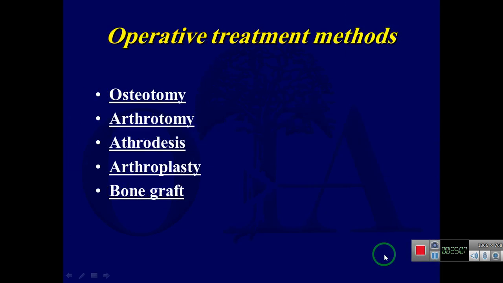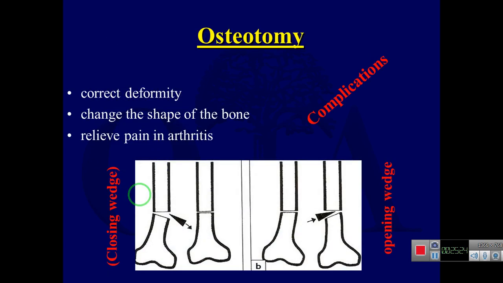Next, within the operative, uncertain term should be known by every student regarding the osteotomy, arthrotomy, arthrodesis, arthroplasty, and bone graft. First of all is the osteotomy. Osteotomy is an operation by which the bone is cut to correct the deformity or to change the shape of the bone, and lastly to relieve the pain in arthritis, to redirection the load.